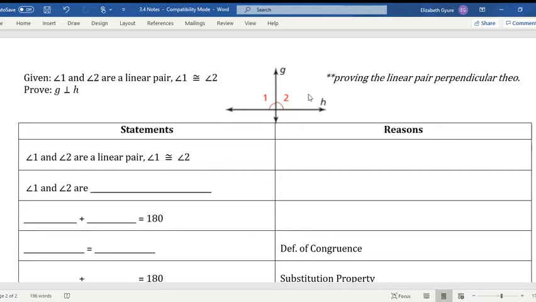Now we kind of talked about why that worked when we talked about the theorem, right? If they're both congruent, won't they both have to be 90 degrees? And if they're 90 degrees, then they'll be right angles and then the lines will be perpendicular.